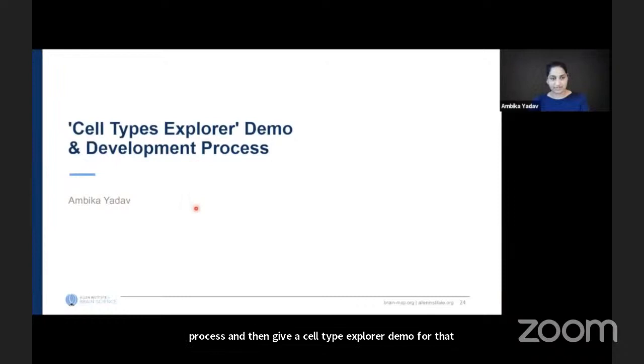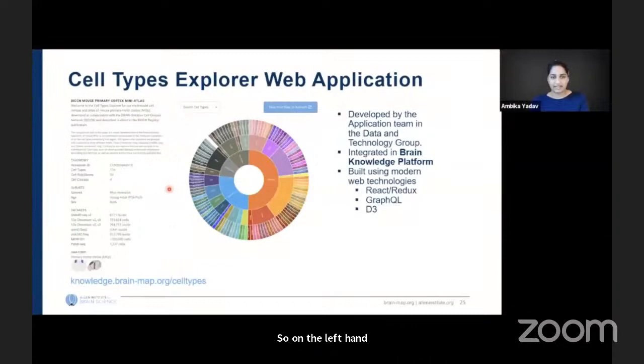So on the left-hand side over here, we're looking at the cell type explorer web application. This application has been developed by the application team in the data and tech group at the Allen Institute of Brain Sciences. Currently, this is integrated in the brain knowledge platform itself. And this tool has been built using modern web technologies, which are React and Redux, GraphQL, and D3. The application will be accessible on the URL that you see down over here.